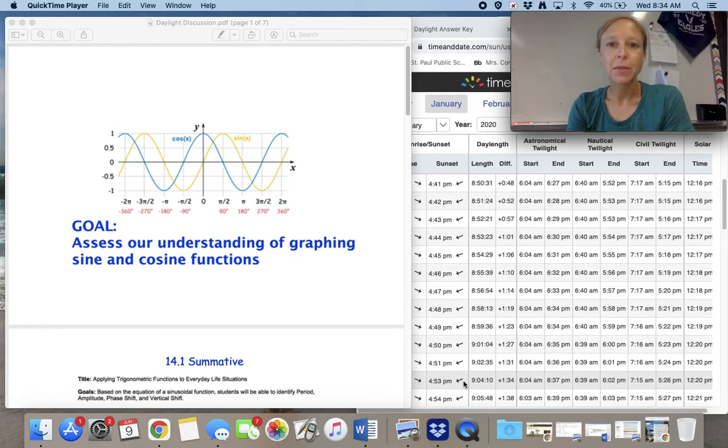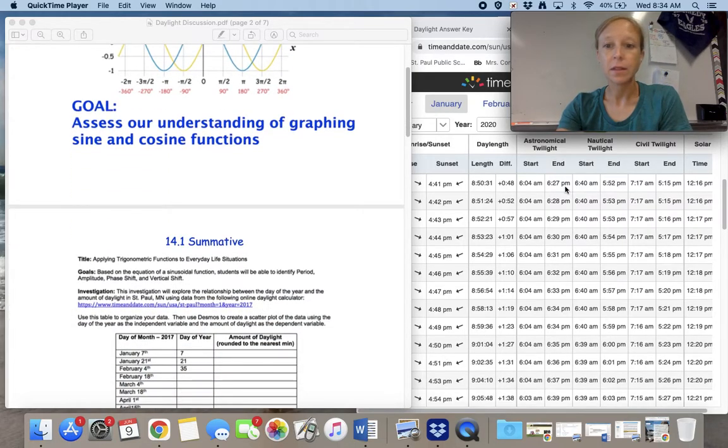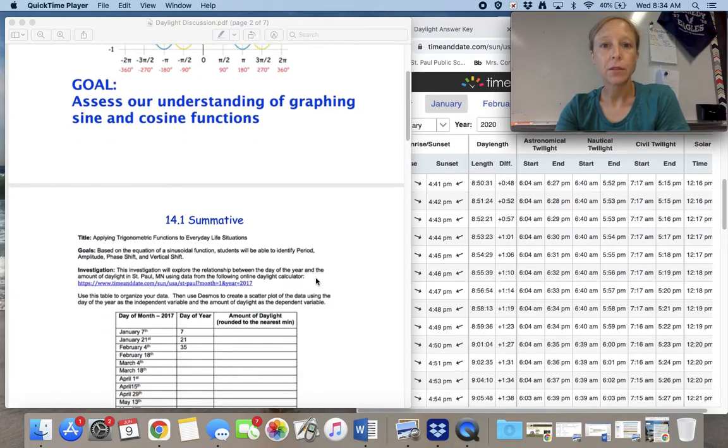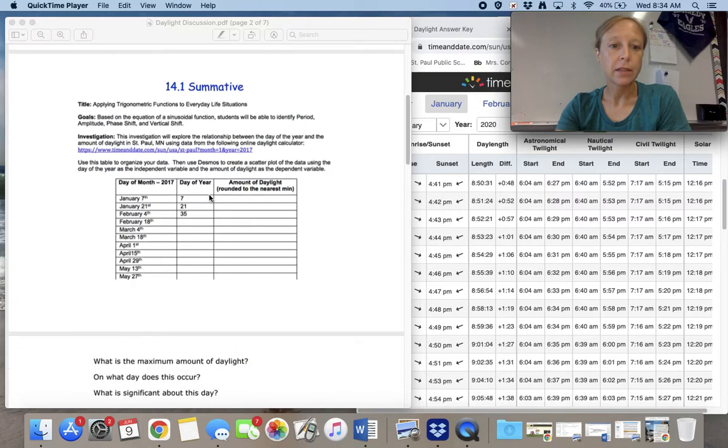What I want to talk about today is the daylight data that you collected and try to help get you ready for your summative so you're thinking about the right things with it. First of all, you went to this website that you can see I have pulled up behind me here, and you gathered data. You recorded it in this table, and notice we just recorded it every 2 weeks. We did not record data for 365 days of the year, and we recorded it in minutes.